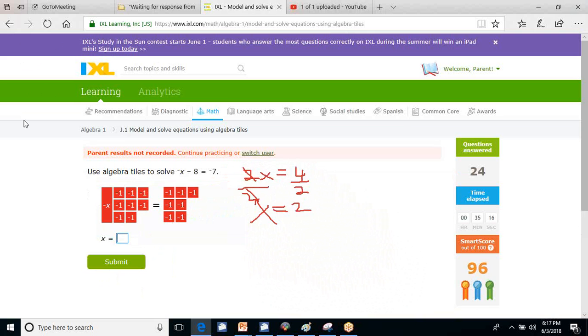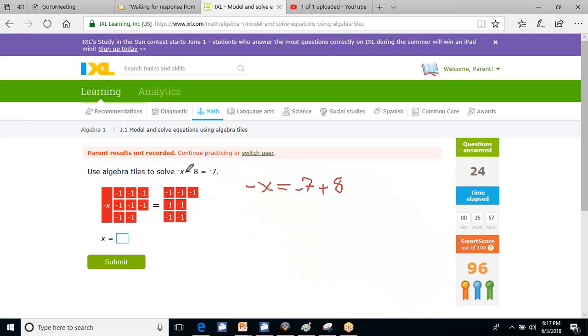All right. So let's look at this one now. Minus x minus 8 is equal to minus 7. So the same thing, you're going to just write it out. So minus x is equal to minus 7. You're going to bring your minus 8 to the right hand side. So you have to change the sign. So it becomes positive 8. Right?